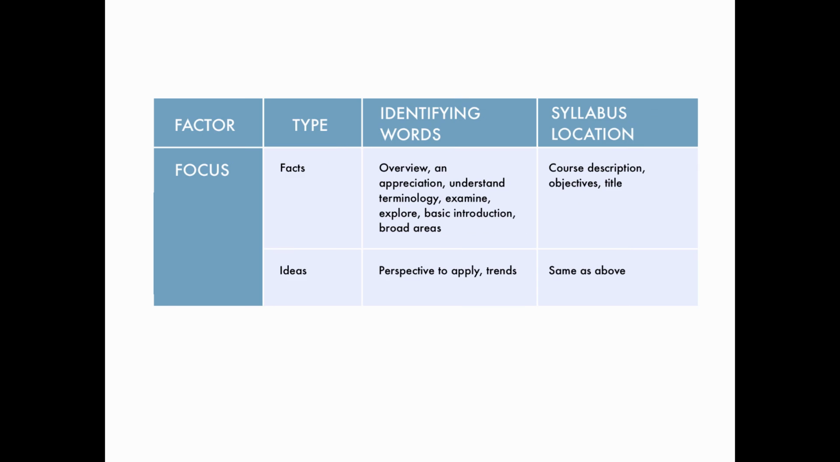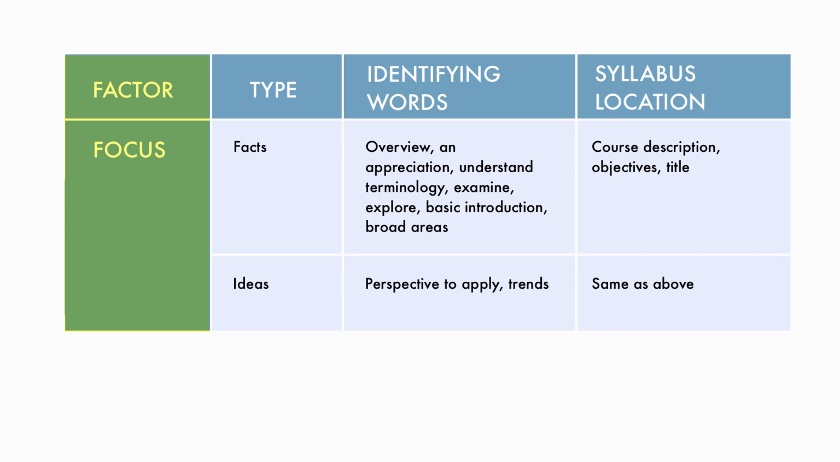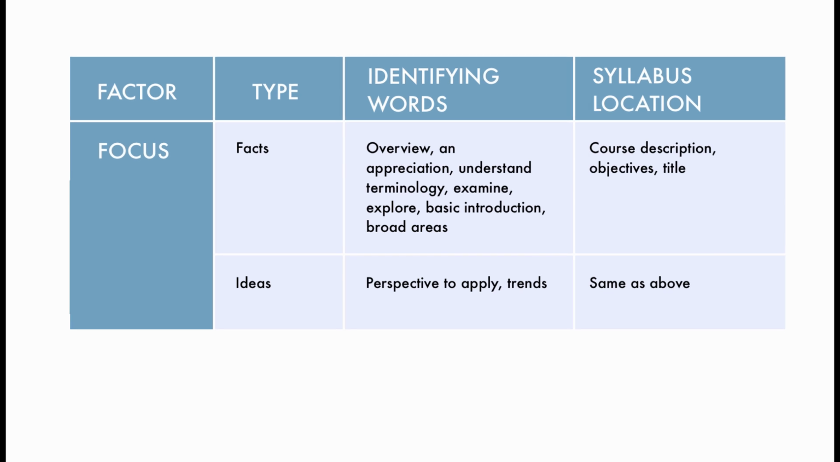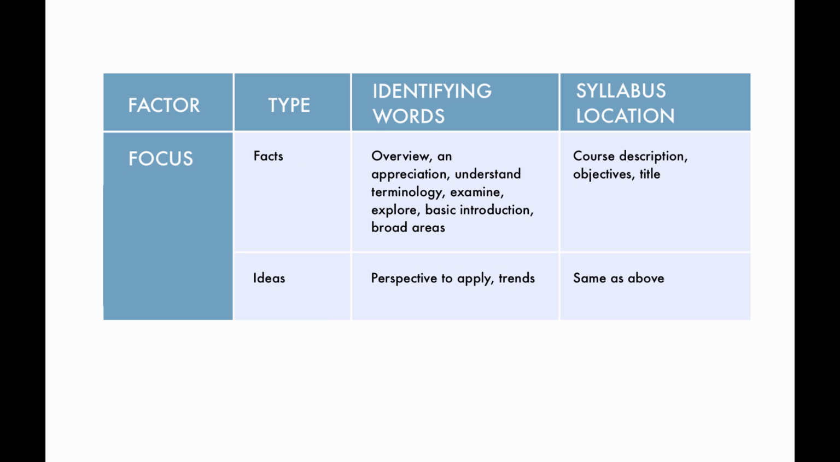The first aspect or component of course structure is focus. That is, either facts that emphasize content or ideas where the emphasis is placed on concepts, themes, or application. This chart compares the two types by noting typical identifying words for each and where to look for the focus in the syllabus. This graphic is on page 16 in the text. Try to locate the focus in your syllabus. Is it facts or ideas?